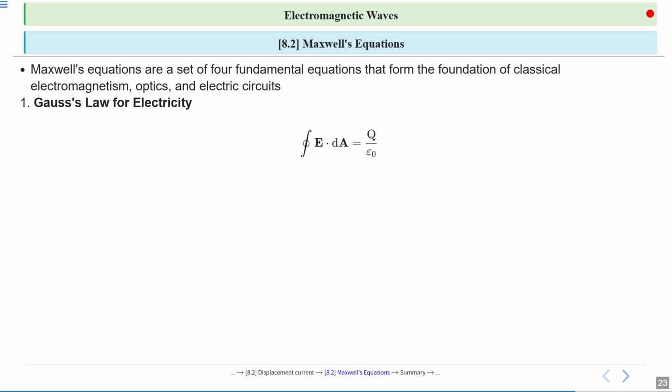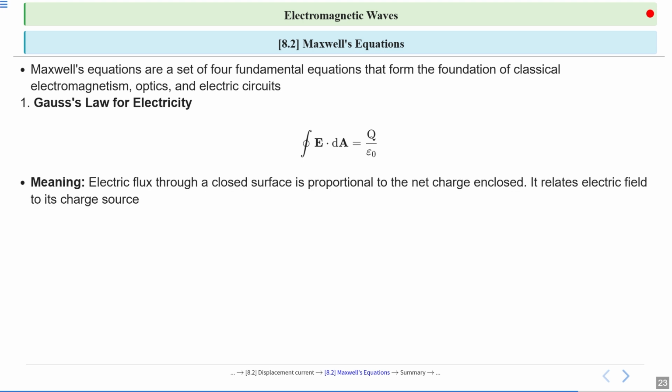Okay, so closed integral E dot dA is equal to Q by epsilon naught. What does that equation mean? The meaning is that electric flux through a closed surface is proportional to the net charge enclosed. It relates the electric field to its charge source.